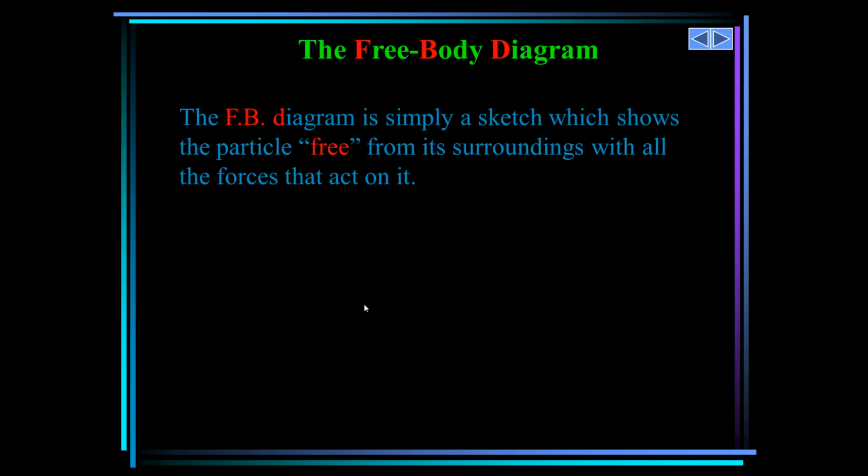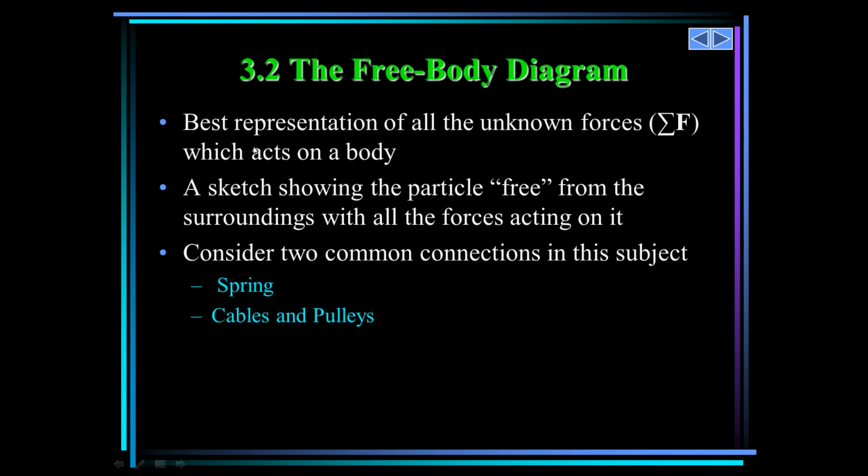The free body diagram is simply a sketch which shows the particle free from its surroundings with all the forces that act on it. It represents all the unknown forces, sigma F, acting on the body: a sketch showing the particle free from the surroundings with all the forces acting on it.